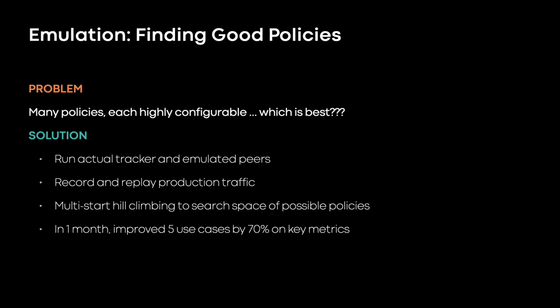The hard part with having this pluggable model is actually how do you find the best policy? The idea that we came up with and implemented as part of an intern project was to actually capture traces of production runs of users' traffic, run actual trackers and emulated peers that would replay this traffic, and try and use different policy combinations to come up with the best results.